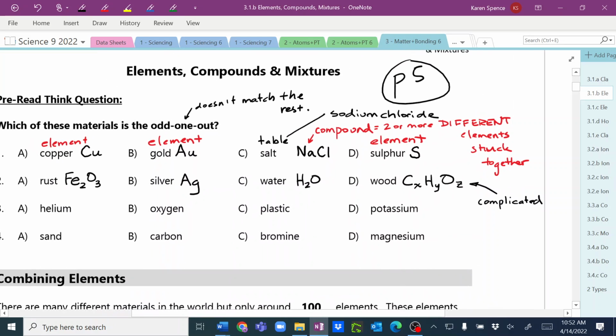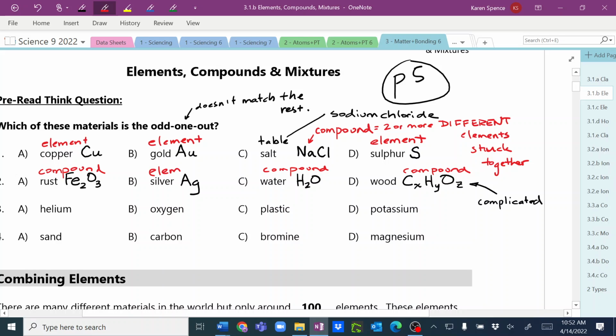So what can you say about A, C, and D? A, C, and D are all compounds. Okay, so we have a compound, we have a compound, we have a compound, and silver is an element.